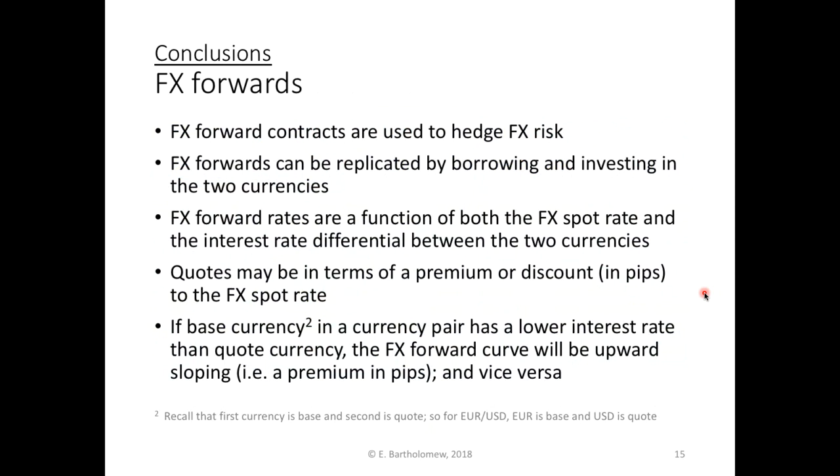So let's wrap up with some conclusions. FX forward contracts are very useful to hedge FX risks, as we've just seen. FX forwards can be replicated by borrowing and investing in the two currencies. FX forward rates are a function of both the FX spot rate and the interest rate differential between the two currencies. Quotes may be in terms of a premium or a discount. They may be expressed in those terms in pips to the FX spot rate. And if the base currency in a currency pair has a lower interest rate than the quote currency, the FX forward curve will be upward sloping, a premium in pips, and vice versa.